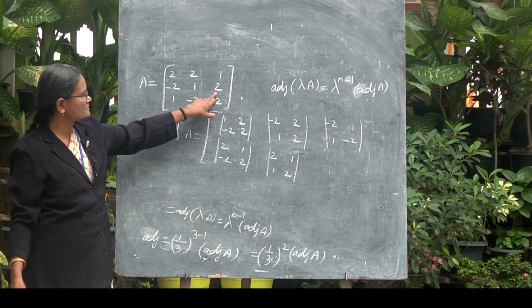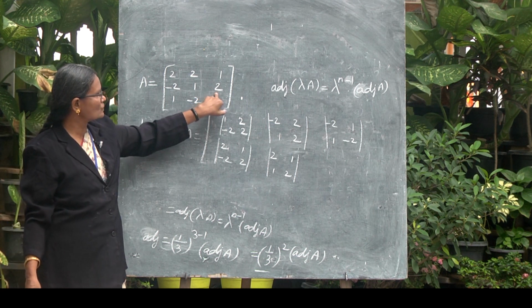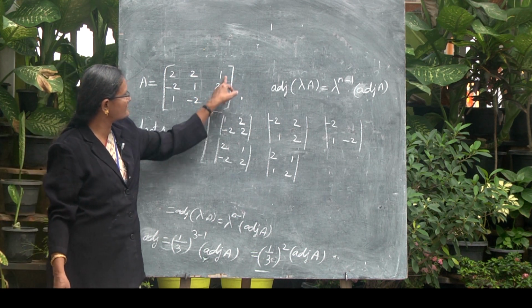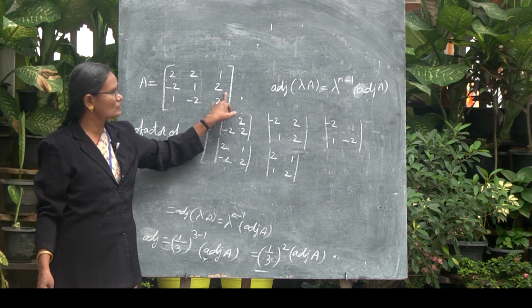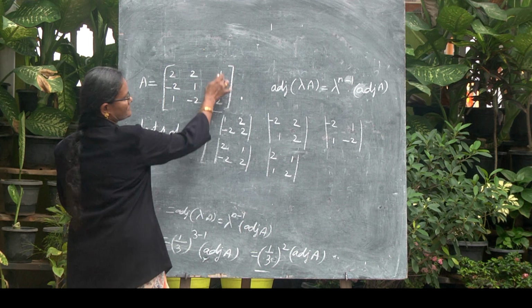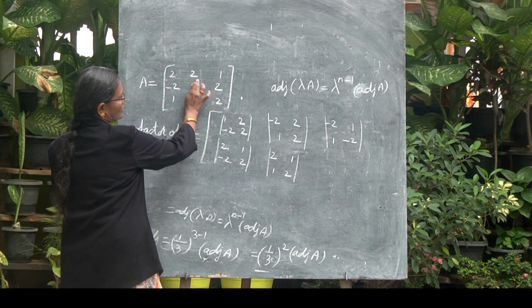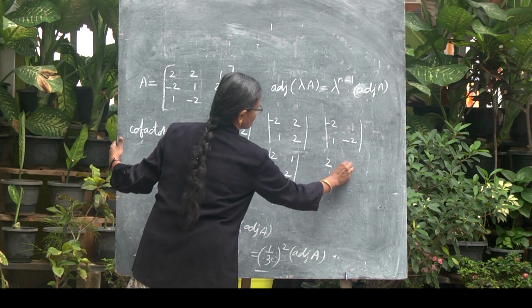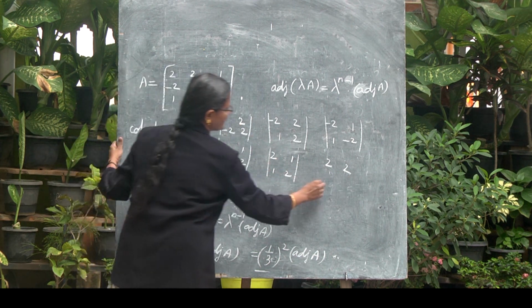What is the next element? 2. The position of 2 is second row and third column. Remaining elements are 2, 2, 1, minus 2.